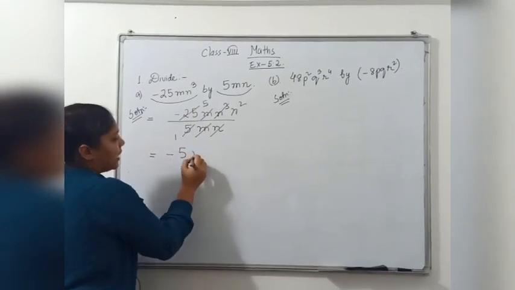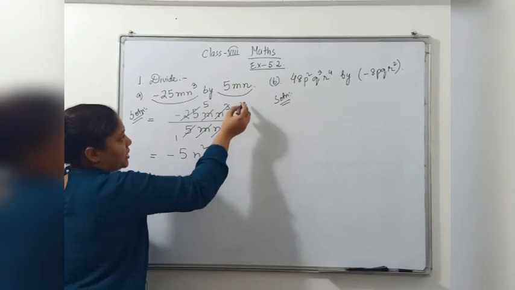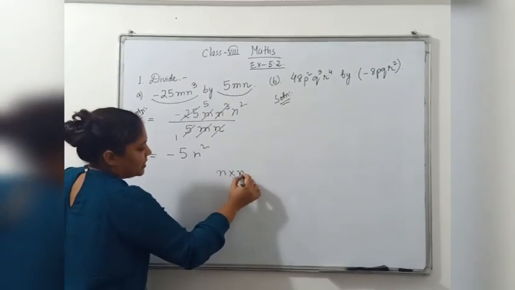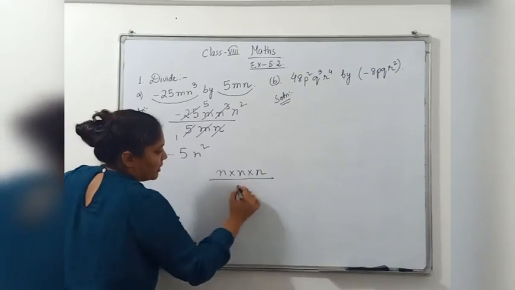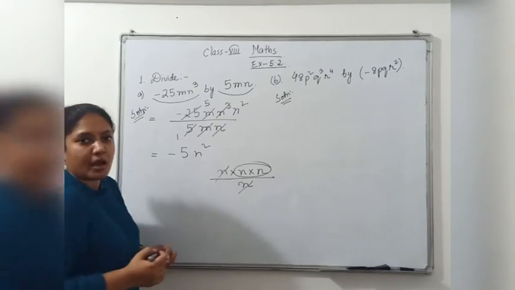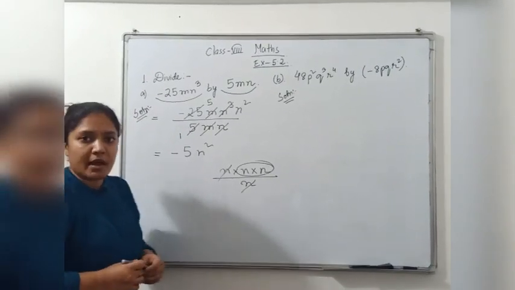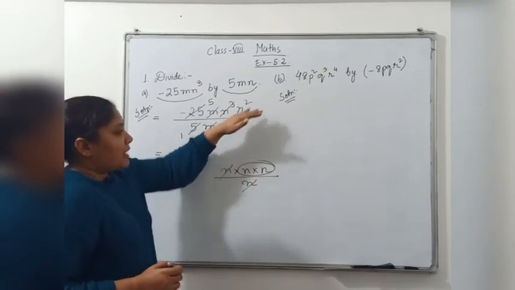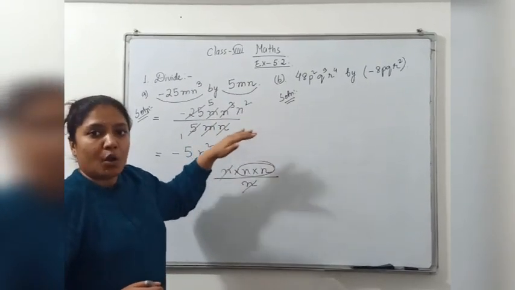Minus 5n square. One thing students, just see, don't get confused here. n cube means what? n cube means 3 times n. Here 1n, if you cancel them, how many n's are left? n square, n into n is n square. Clear? Students, don't get confused while cutting the terms, while bringing them to the lowest term. Okay?